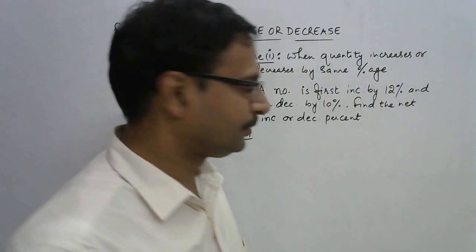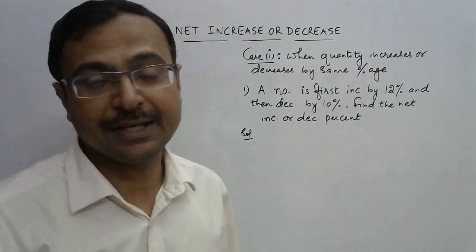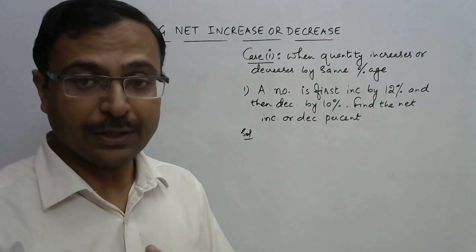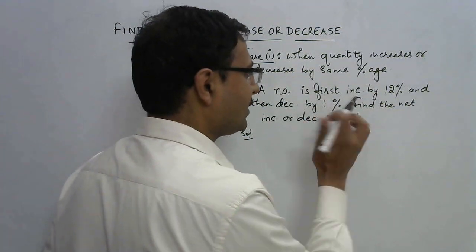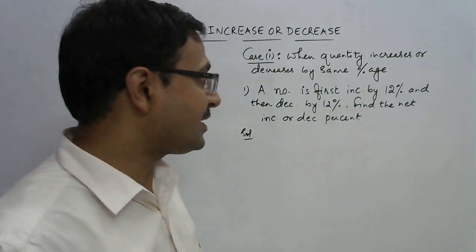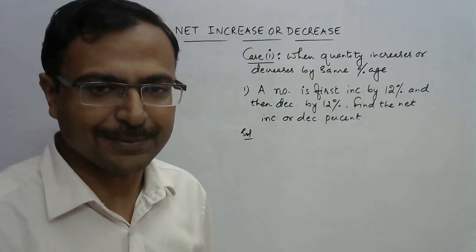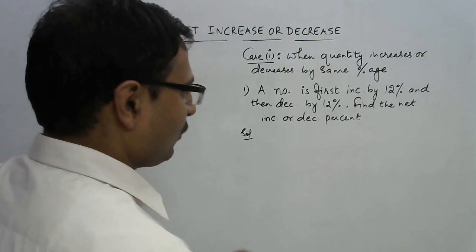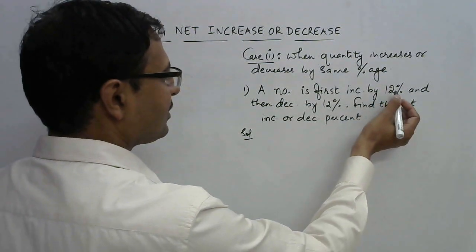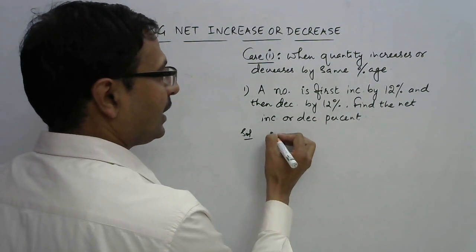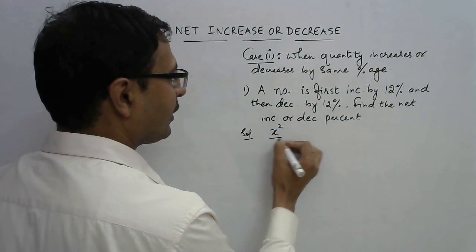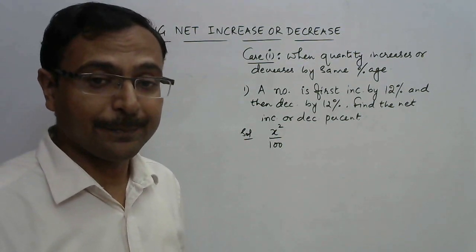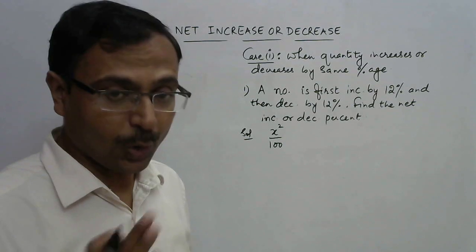So how do you do this? You assume the number to be 100 and then increase it by 12%. New number is obtained, and then you have to calculate, okay, this is 12%. Then decrease it by 12%. That will take a lot of time, right? So you need to be aware of a shortcut. Okay, so for finding this, you need to just find x square upon 100.